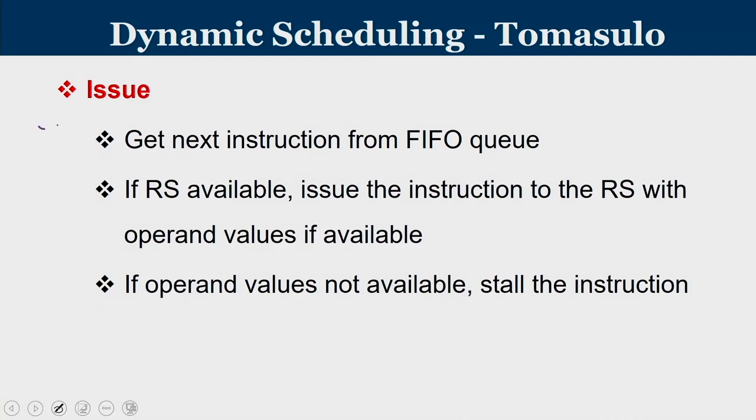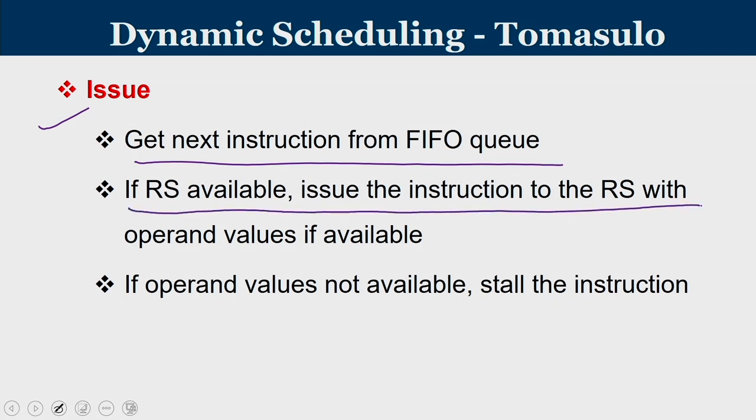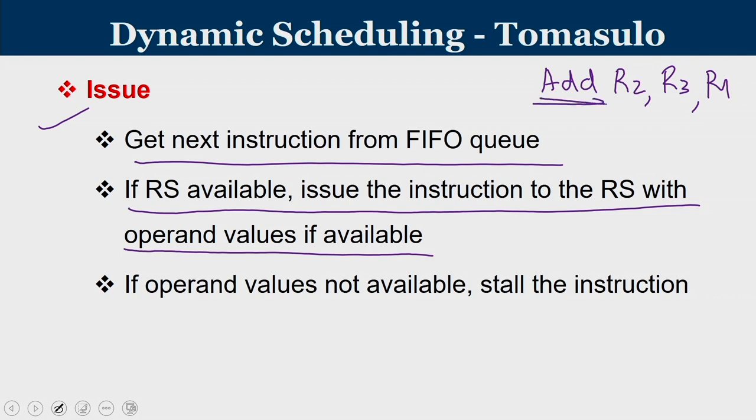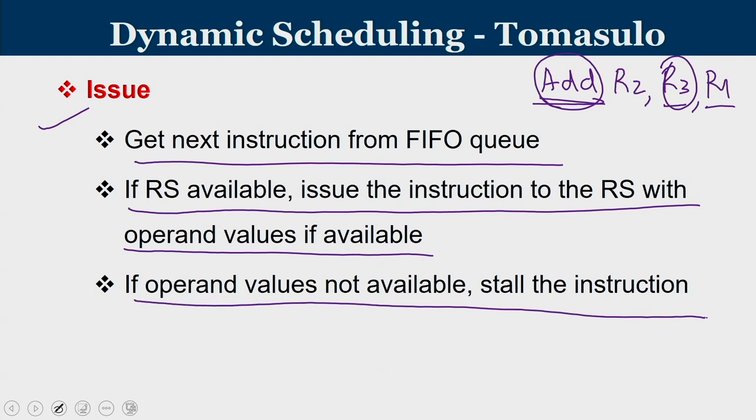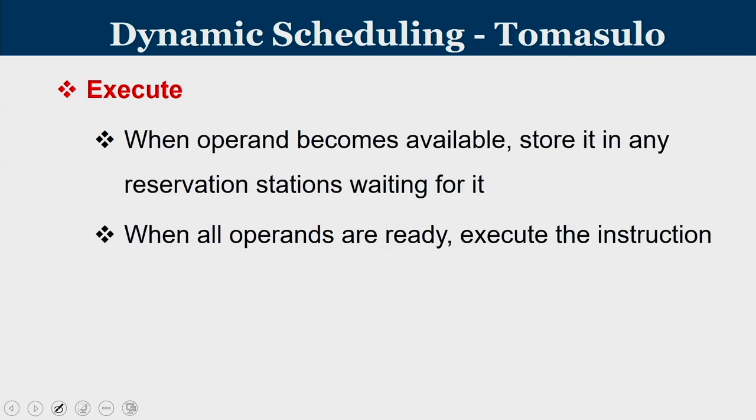In Tomasulo's algorithm, issue means you get the next instruction from the FIFO queue. If a reservation station is available, issue the instruction to the reservation station with whatever operands are available at that point of time. Consider the case you have an add instruction R2, R3 and R1. If the adder has a reservation station which has space available, then I will issue into the reservation station. If the values of R3 and R1 are there, go with them. If the value of only R3 is there, go with R3, and R1 you will get from some other instruction. If operand values are not available, then even if it goes to the reservation station, it cannot enter into the execution stage. Now, what happens in the execute stage?